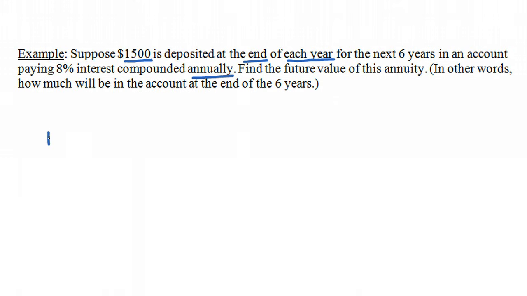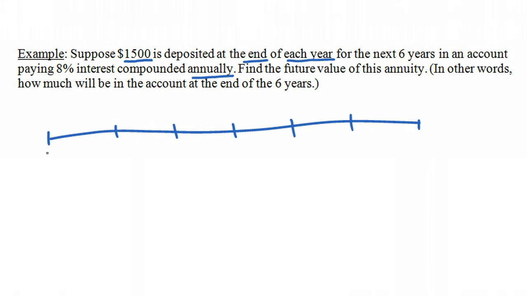Well, let's draw a timeline here. Let's say this represents 6 years: 1, 2, 3, 4, 5, 6. That's not very straight, but let's suppose this represents the beginning of the 6 years, and this represents the end of the 6 years. So here's the first year, the second year, the third year, fourth, fifth, sixth.